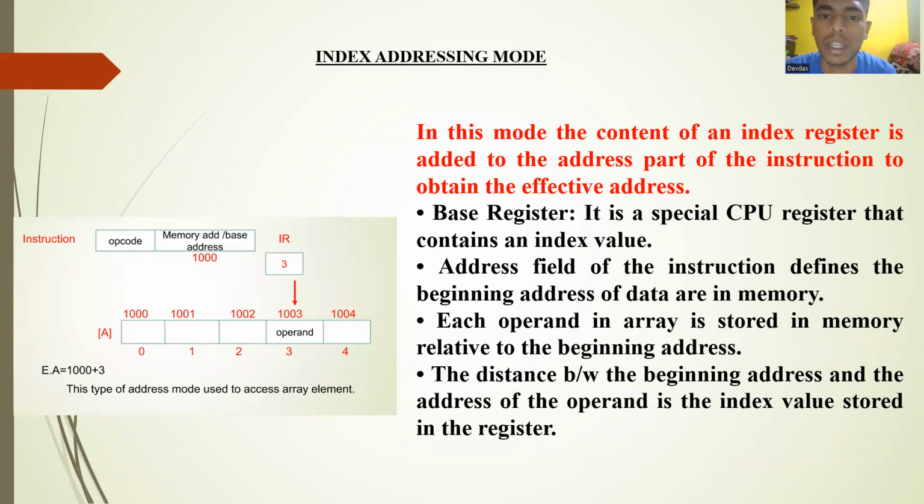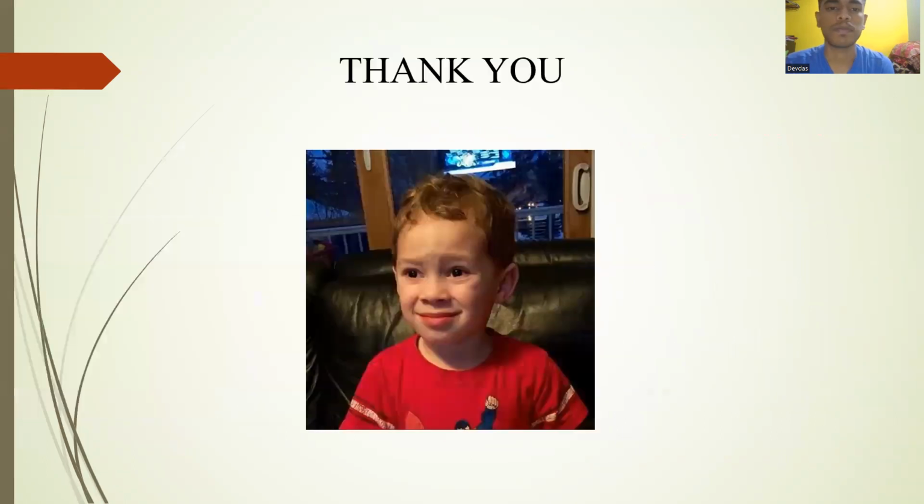Index addressing mode. In this mode, the content of an index register is added to the address part of the instruction to obtain the effective address. Base register is a special CPU register that contains an index value. The address field of the instruction defines the beginning address of data which are in memory. Each operand in an array is stored in memory relative to the beginning address.